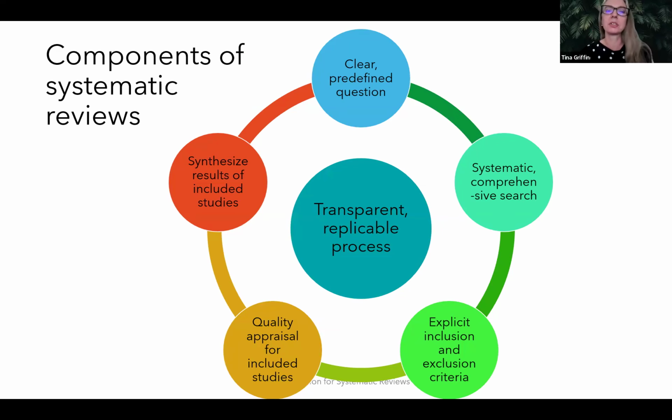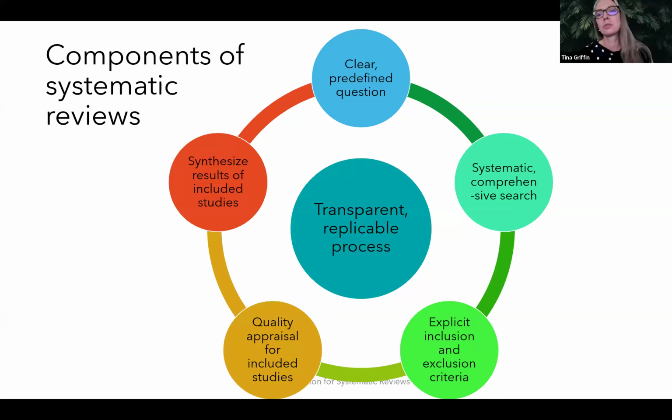So some of the components of systematic reviews are things like you have to have a clear, predefined question when you start. Typically, because these are intervention-based questions, you can do a PICO-based question. But not always. You don't always have to have a PICO-based question, but most often they are PICO-based questions.